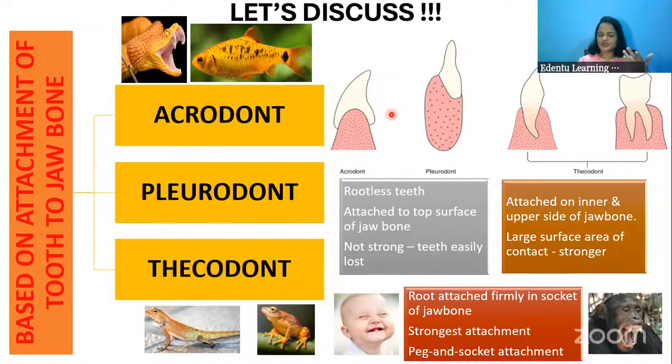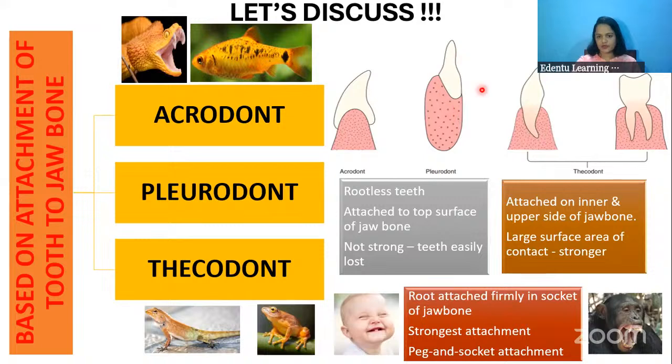Now, once the tooth is shed off, another one will definitely come in its place. Okay, next is the pleurodont. Pleurodont means this is also attached to the jawbone without any roots, but it is attached on the inner and the upper side of the jawbone. So more area coverage is there for this pleurodont type. Since a larger surface area of contact is there, it is much stronger when compared to the acrodont type.